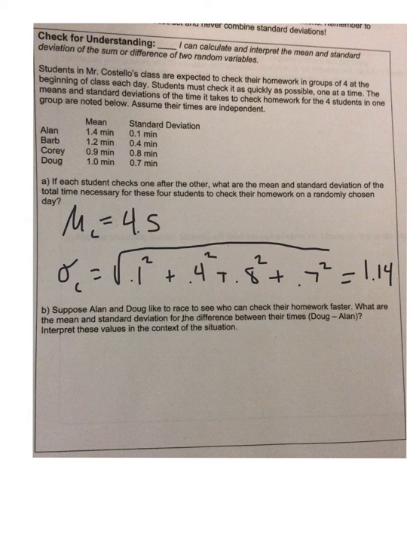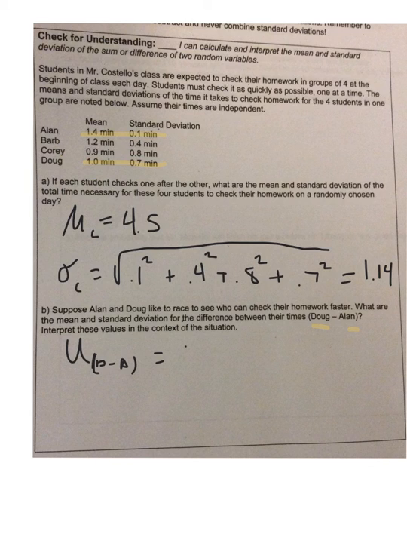Now, letter B says, suppose that Alan and Doug like to race to check their homework faster. What are the mean and standard deviation of the difference between their times? Alan and Doug. Okay, and it's Alan minus, or no, Doug minus Alan. So what we're going to do is we are going to subtract. So how about we just say the new mean of D minus A, right? That's our new average just for those two guys.